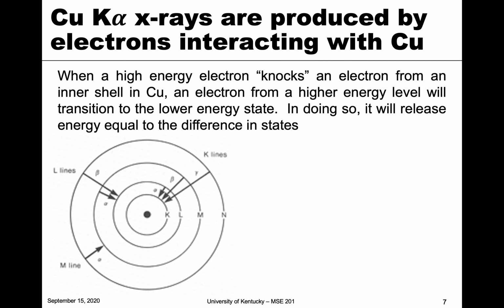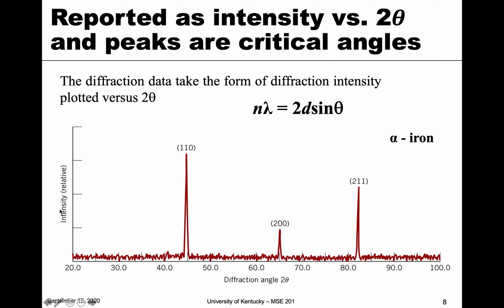Okay, so I'll skip through this, but it talks a little bit about how the x-rays are produced by characteristic x-rays interacting with a copper target. And then this is your data. This is how it's reported: the diffraction angle 2 theta versus intensity.